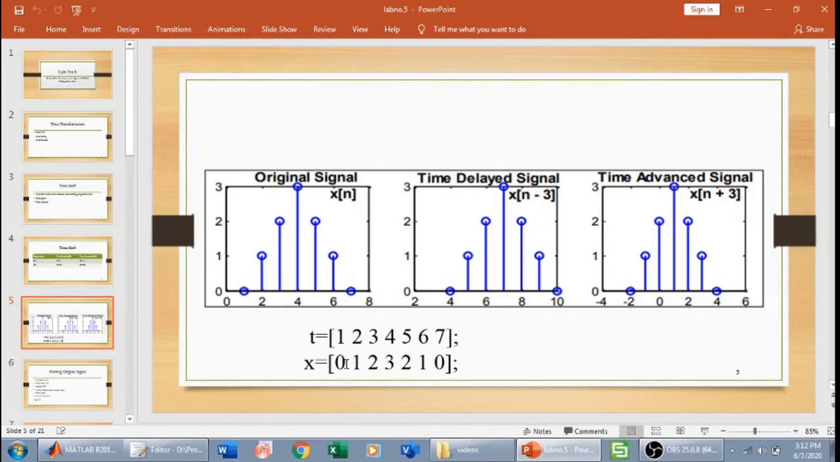So we have the original signal, we have at time 1 2 3 4 5 6 7. Correspondingly we have the amplitude values of x, which is 0 1 2 3 2 1 0. So at t is equal to 1 we have 0, at t is equal to 2 we have 1, at t is equal to 3 we have 2, and so on.